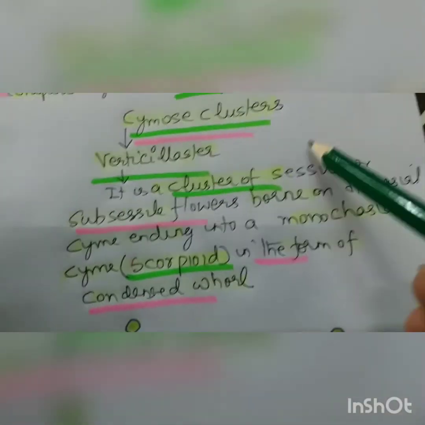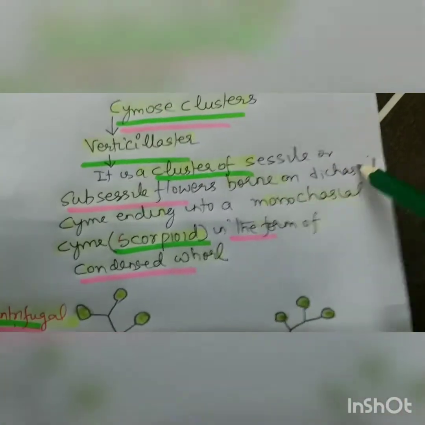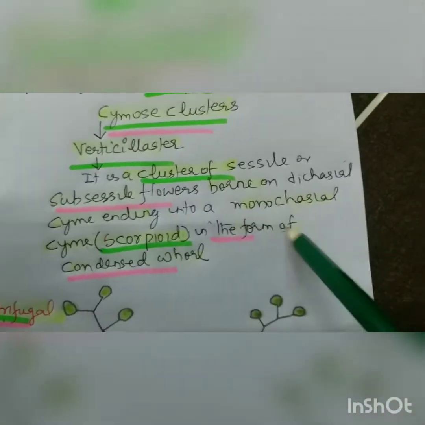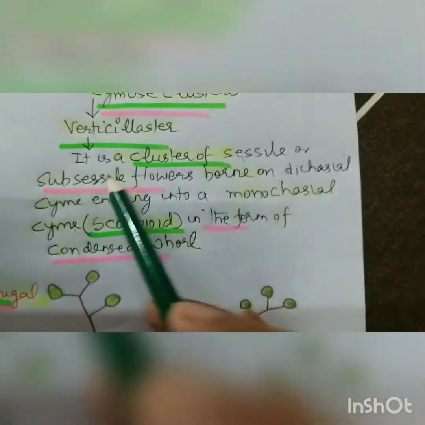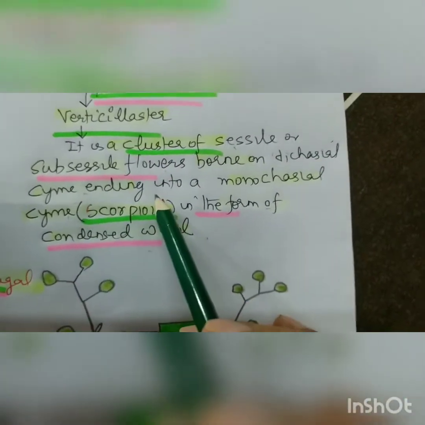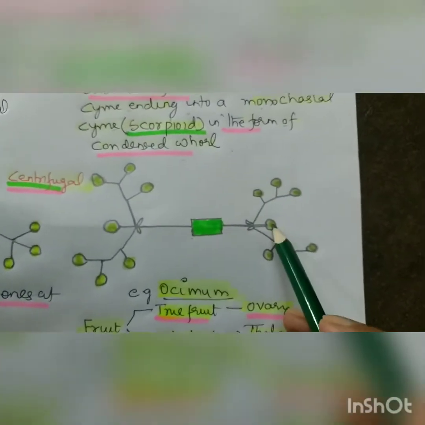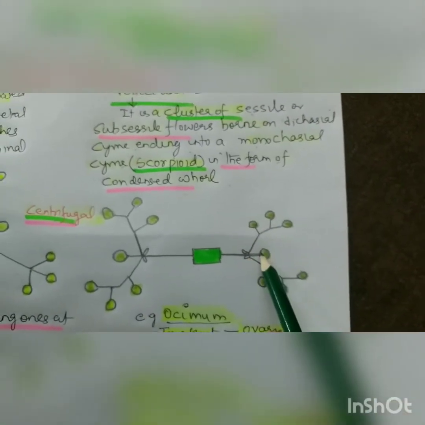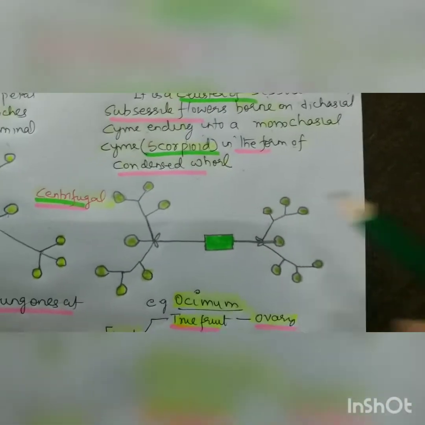It is a cluster of sessile or subsessile flowers borne on dichasial cyme ending into monochasial cyme, scorpioid, in the form of a condensed roll. Monochasial scorpioid cyme we did, and what he said, verticillaster is a cluster of sessile or subsessile flowers borne in dichasial cyme ending into a monochasial scorpioid. See, this is the terminal flower and it basically has sessile or subsessile flowers borne in the dichasial cyme. This is dichasial, right? And these are dichasial ending into a scorpioid.